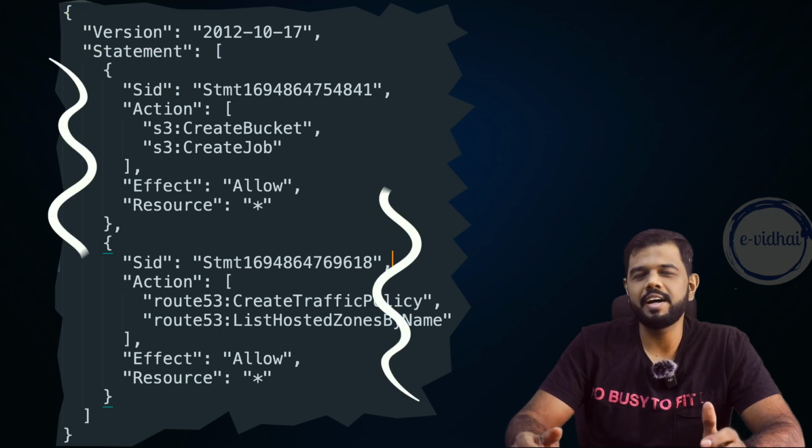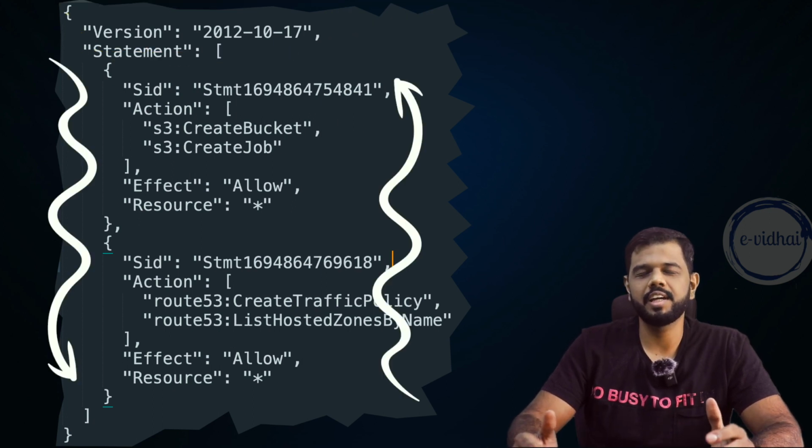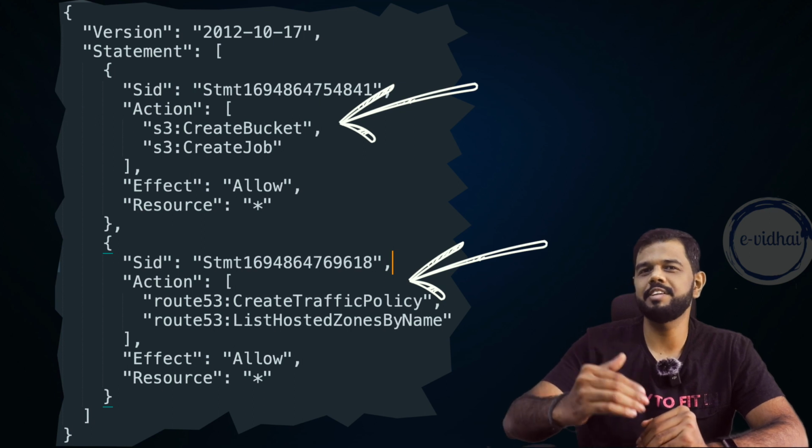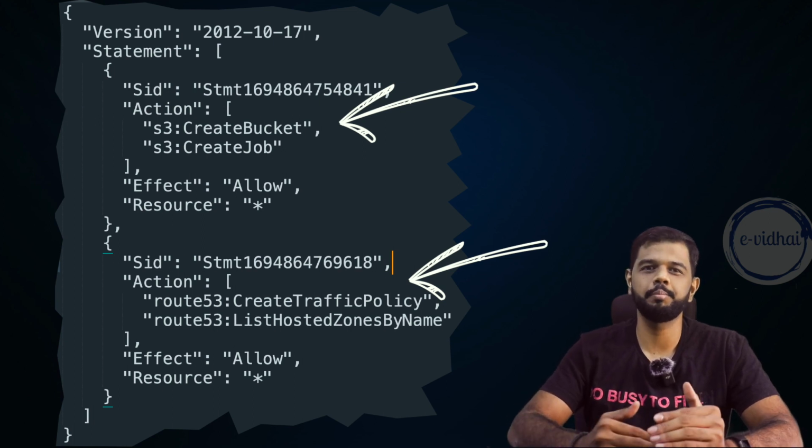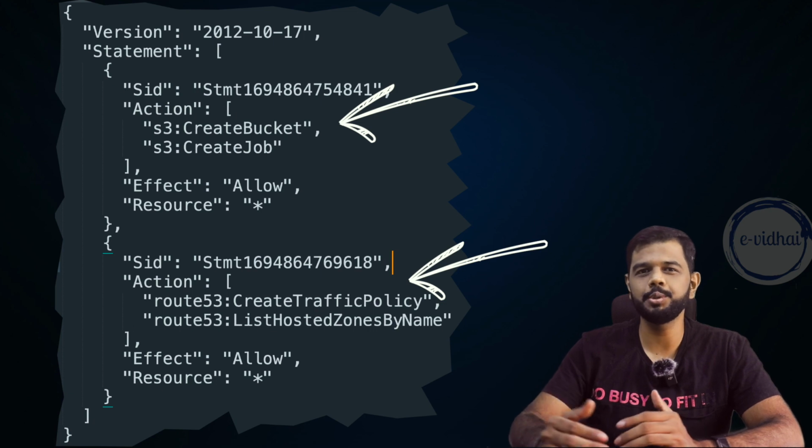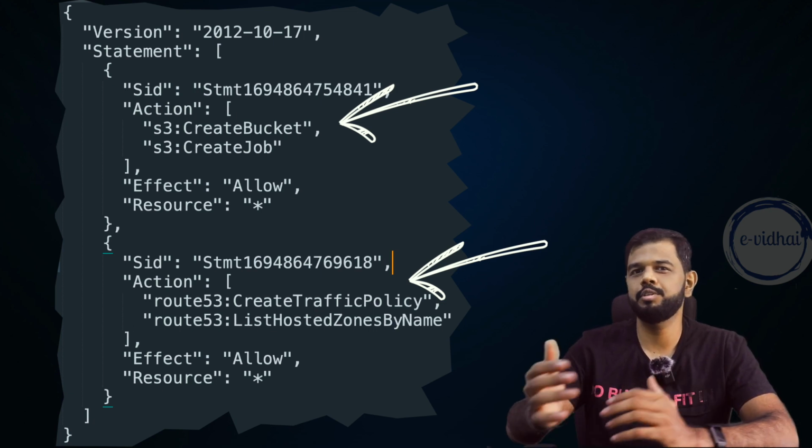The statement block is where exactly our permission sets go. We can have multiple blocks for each and every condition. Let's say a specific block for S3, a specific block for EC2, and you can also have one block for deny and one block for allow.